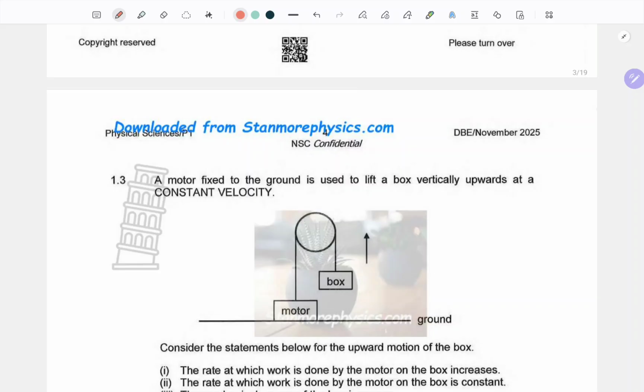Right, 1.3 reads, a motor fixed to the ground is used to lift a box vertically upwards at a constant velocity. Can you see that word? We already know two things. One, the resultant force acting on the box is 0. Two, we understand that there is no acceleration from Newton's second law.